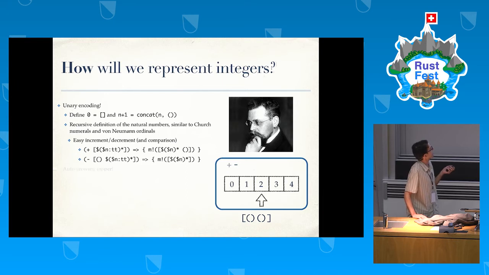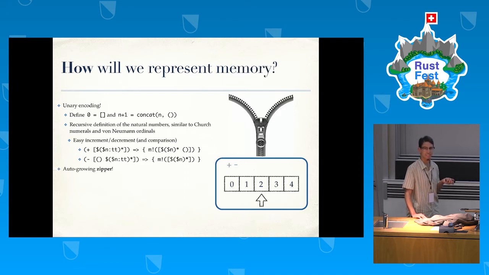Okay, a little bit more complex is representing the memory, this array of cells. Because I really need an array, but macros don't have arrays. You can't index into a list. You can only look at what's at the beginning of the list, like this. So we're going to use a really cool data structure called a zipper, where you can represent a list and the current position in a list with no indexing at all.